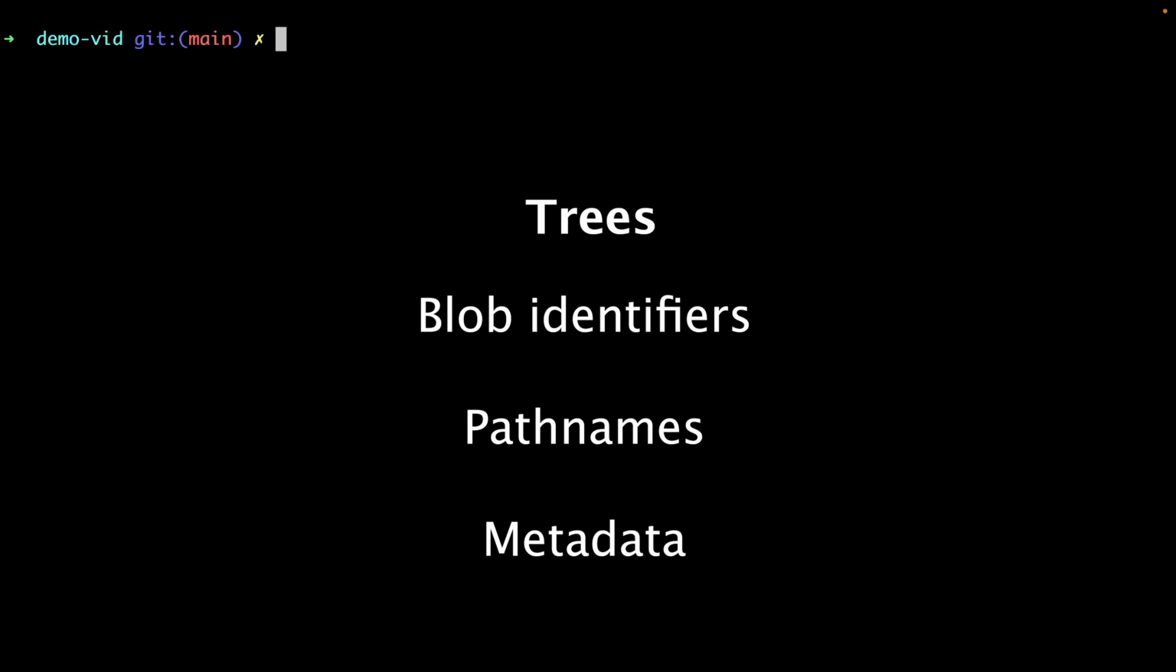A tree is an object that represents one level of directory information, recording blob identifiers, path names, and bits of metadata for all the files within that directory. Trees build the complete hierarchy of files and subdirectories in Git. They use file names and their identifiers to reference other Git objects, blobs, and even other trees, aka subtrees.